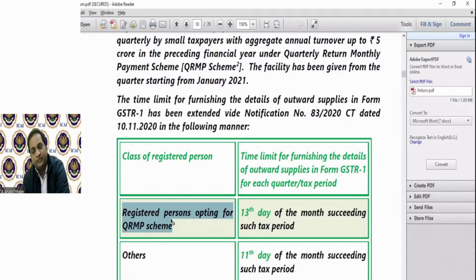Dhyanish, there is a process given on the GST portal. You have to follow that process, and then you can send the SMS from the registered mobile number. You can file.